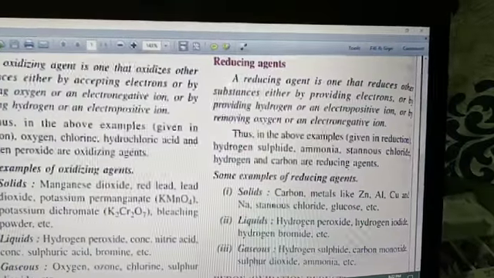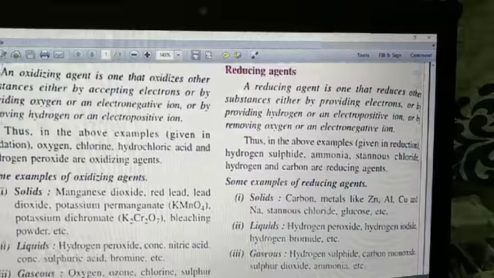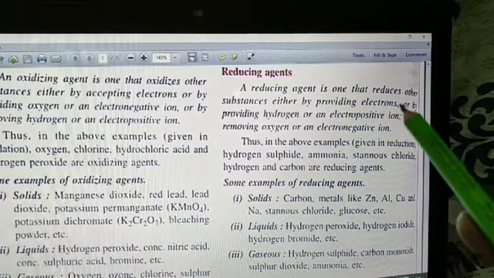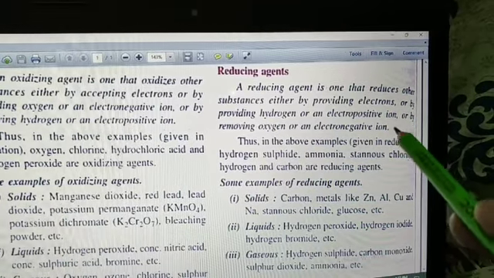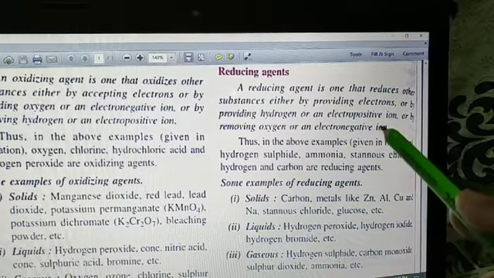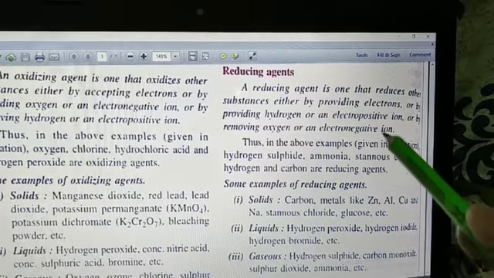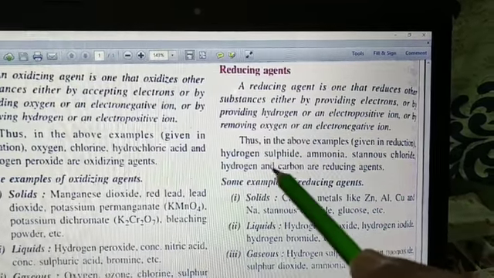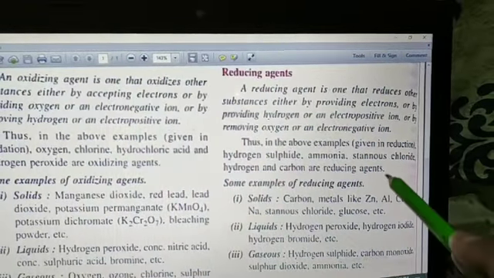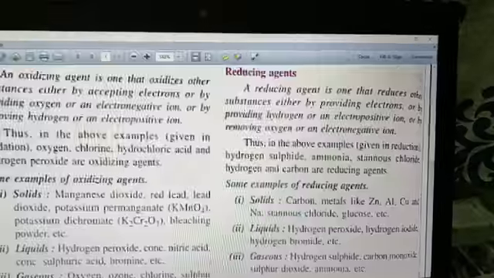Reducing agent. As we have seen the oxidizing agent, a reducing agent is one that reduces other substances either by providing electrons, or by providing hydrogen or an electropositive ion, or by removing oxygen or an electronegative ion. Thus, in the above examples that we have mentioned, hydrogen sulfide, ammonia, stannous chloride, hydrogen and carbon are reducing agents.